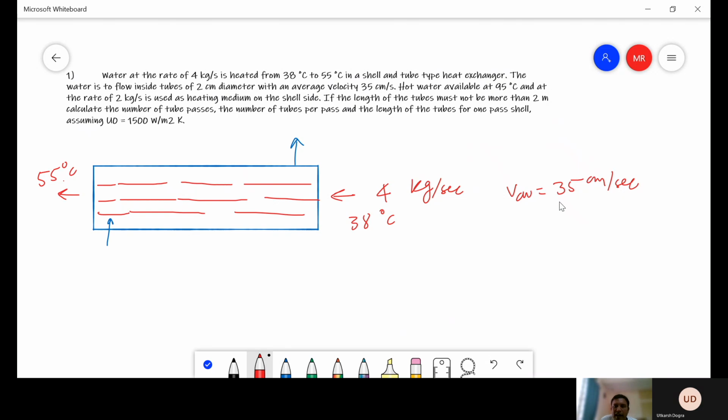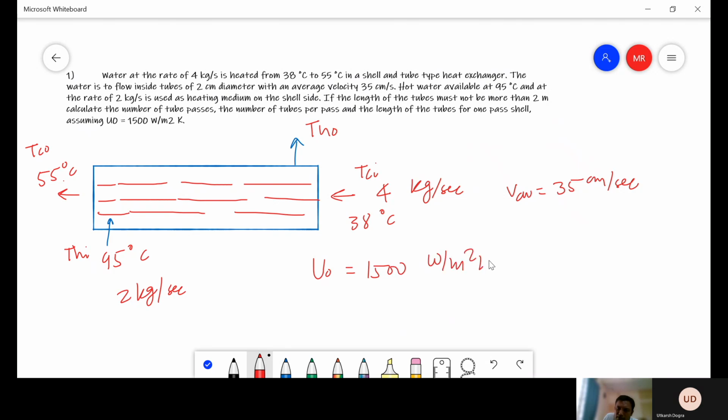The hot water is available at 95 degrees Celsius at the rate of 2 kg. So this hot water at 95 degrees Celsius is coming in and going out at T_HO. So this is T_HI, this is T_CI, and this is T_CO. The flow rate given here is 2 kg per second. Overall heat transfer coefficient in this entire thing, U naught, is given as 1500 watt per meter square Kelvin.